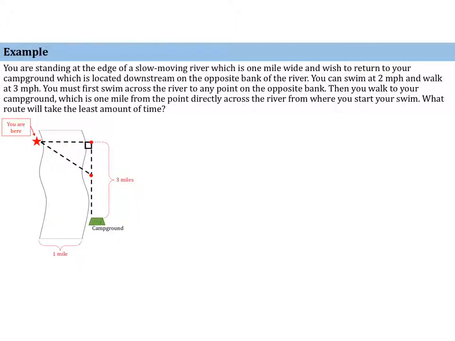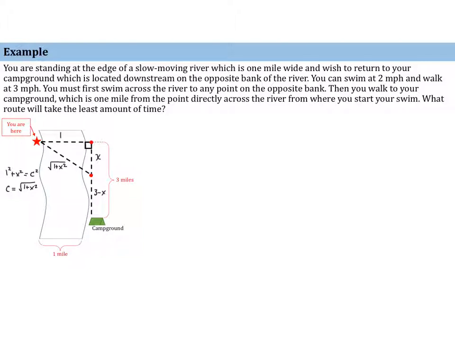For the sake of ease, let's go ahead and make the amount that we move down the river x. Then that means that the remaining amount is the amount that we walk, but that will be 3 minus x. Because the river is 1 mile wide, we can use the Pythagorean theorem, which would say that 1 squared plus x squared equals c squared, which will mean that c equals the square root of 1 plus x squared. So the distance that we swim is the square root of 1 plus x squared.